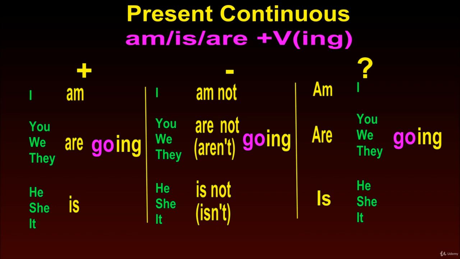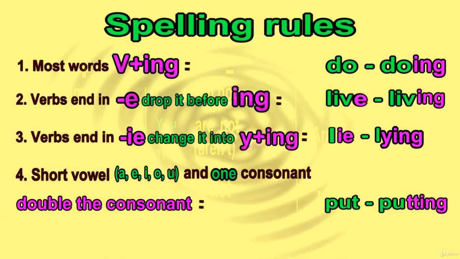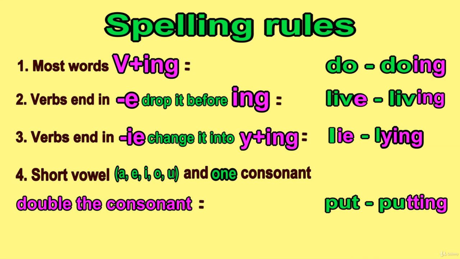And if you want to make a question, you put the verb to be at the beginning of the sentence. Am I going? Are you, are we, are they going? Is he going? Is she going? Is it going? And here we have the spelling rules.